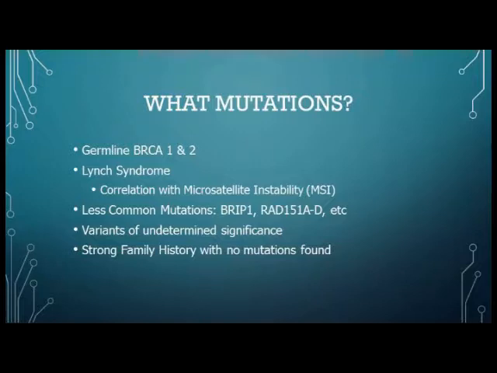We'll go through what happens if you get a testing result, you may get things like a variant of undetermined significance or no mutation found, but the patient has a family history, and what do you do with that kind of information?